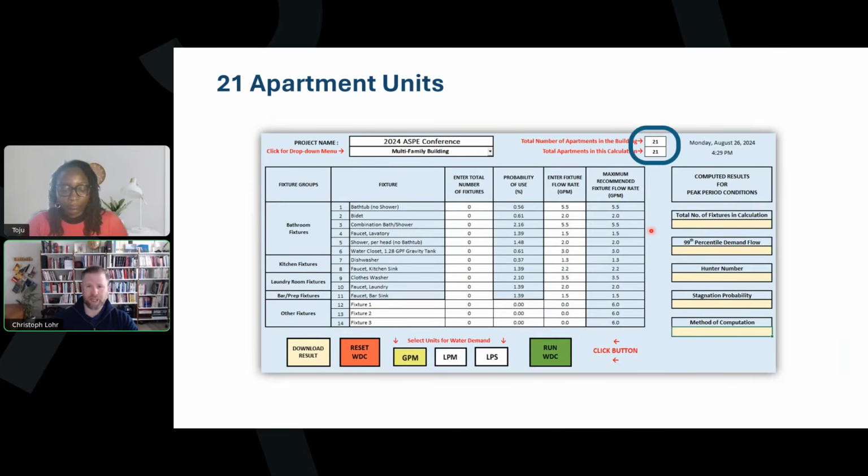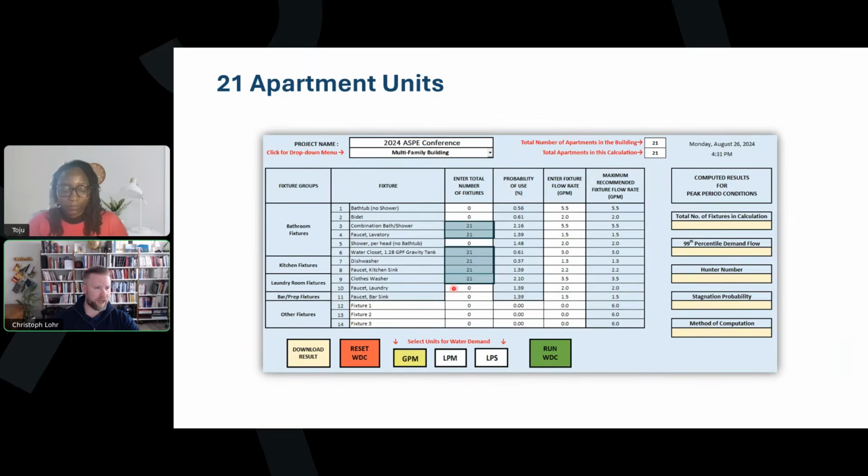So we're going to start off looking at the water main coming into this apartment complex. Again, we're going to put 21 apartments in the total for the building. And because that portion of the piping is dealing with all 21 apartments, we're going to go ahead and put in our 21 apartments in the calculation.